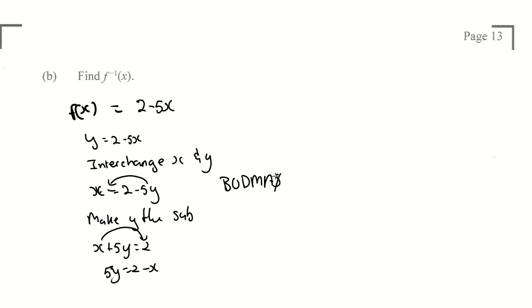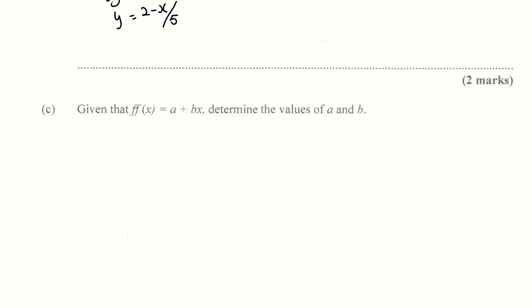You carry across the subtraction, you carry across the addition. Does it have multiplication? Yes, the relationship between 5 and y is multiplication. So y would be 2 minus x divided by 5. So therefore, f inverse x would be 2 minus x all over 5. And that is going to be your answer for this one. Everyone understands?